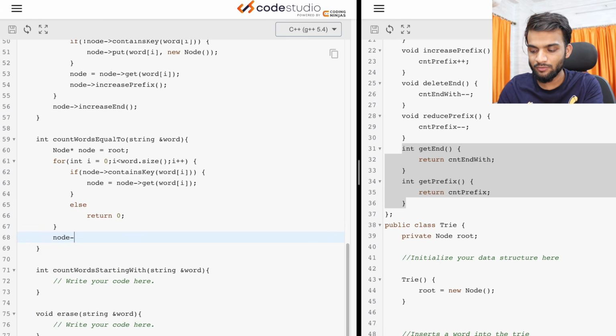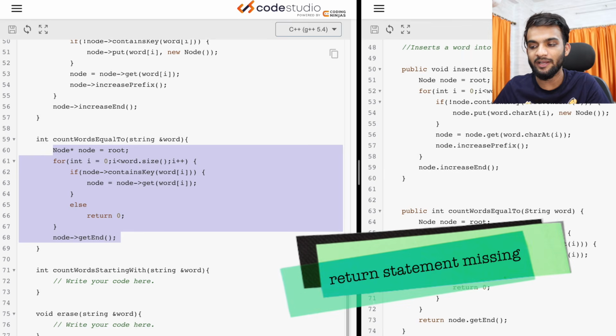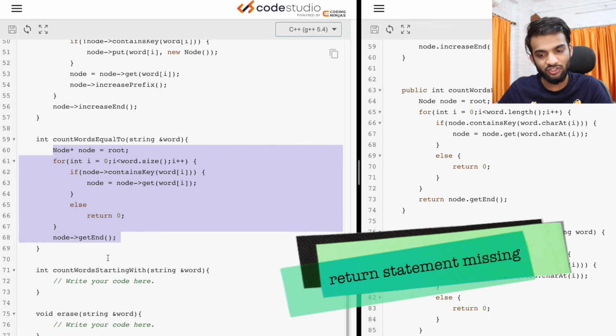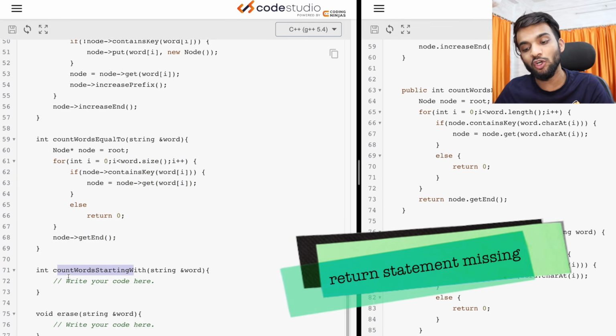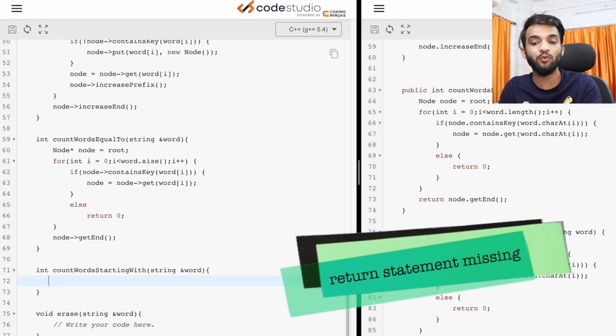So node, you'll say get end, whatever is the value, how many values are there at the end, just get it, and you will be like, okay, I got my node. Very simple enough. Over here also I've written the same thing, so this is how you get it. Now there is something like count words that are starting with.